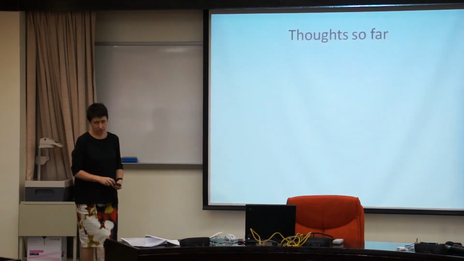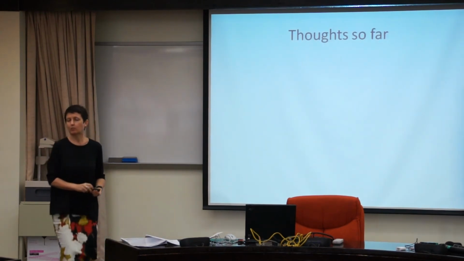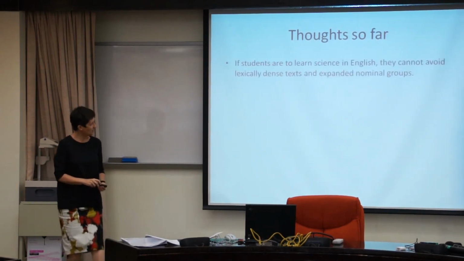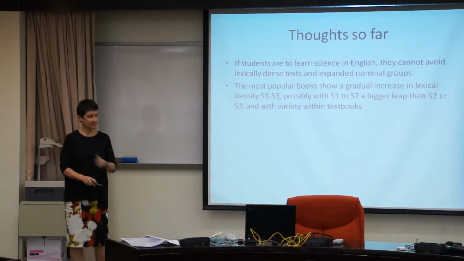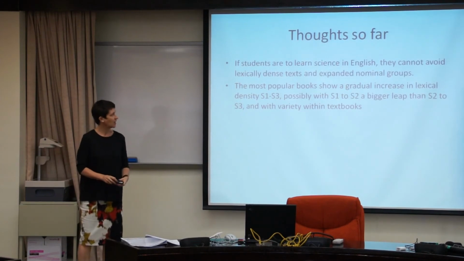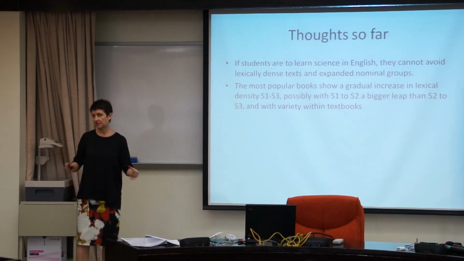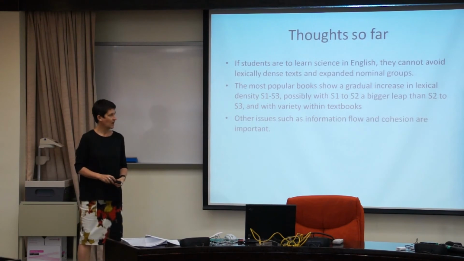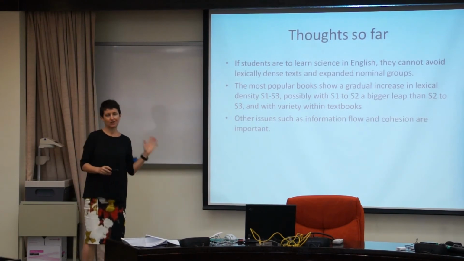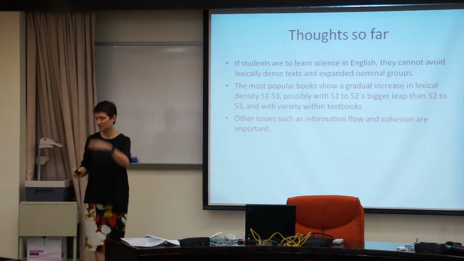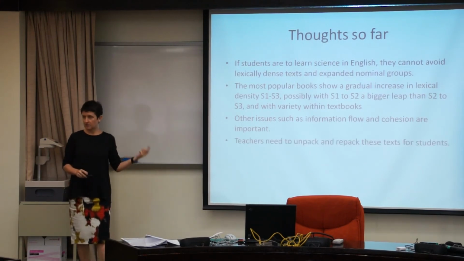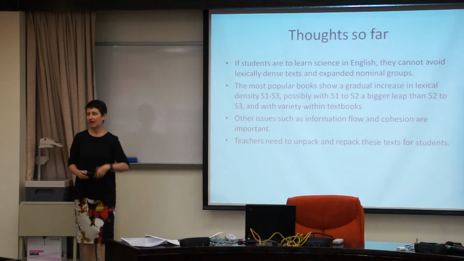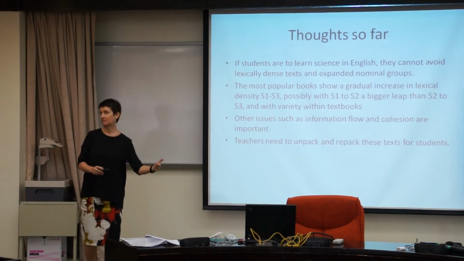Okay. I'm 1 minute over. We can't avoid this density. There seems to be a gradual process, although there's great variety within the books. We can't just look at nominal groups; you have to think about it in the text, the information flow, cohesion. Science teachers need to unpack and repack these things because students need to be able to write them in the exams.